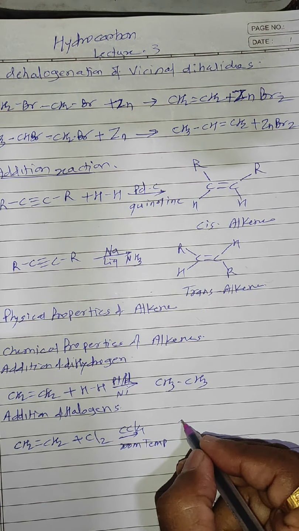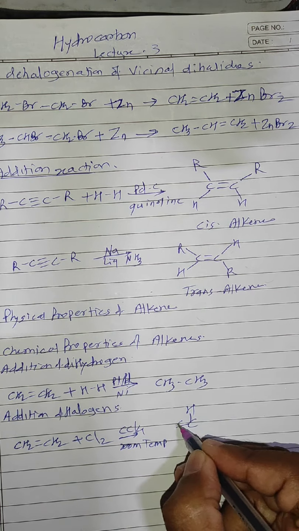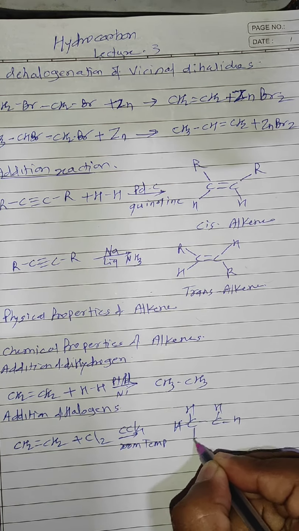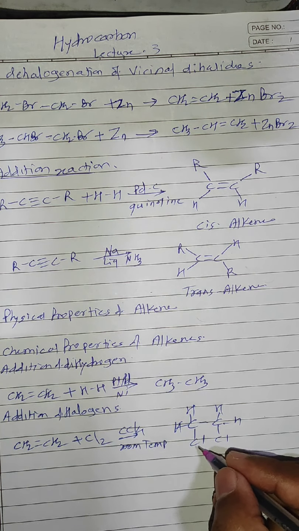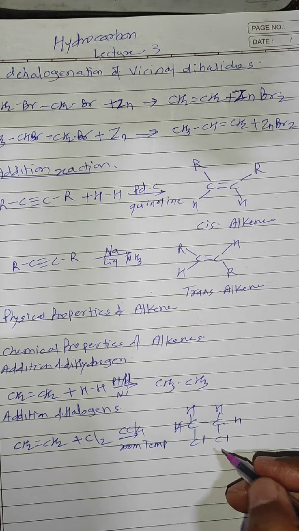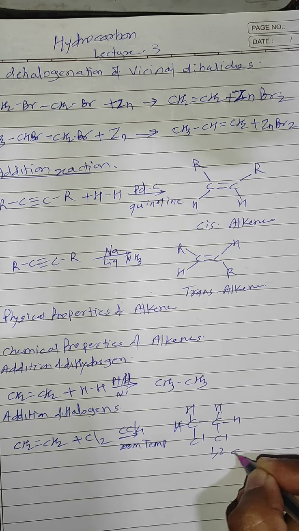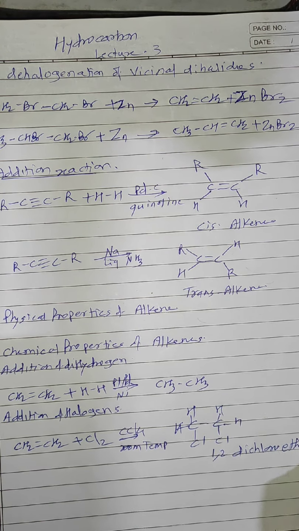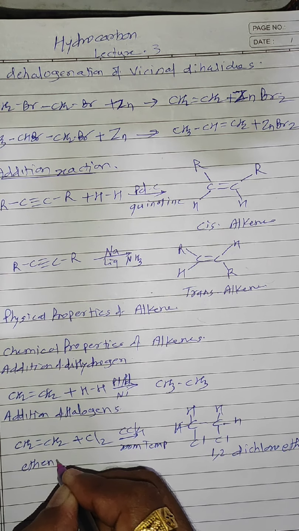They add together and form the corresponding CH2Cl-CH2Cl, with Cl and Cl on each carbon. It gives the corresponding 1,2-dichloroethane. Name of this compound: 1,2-dichloroethane, from ethene.